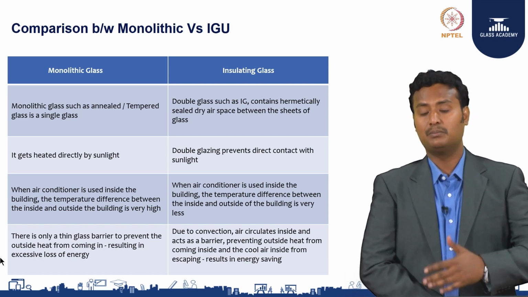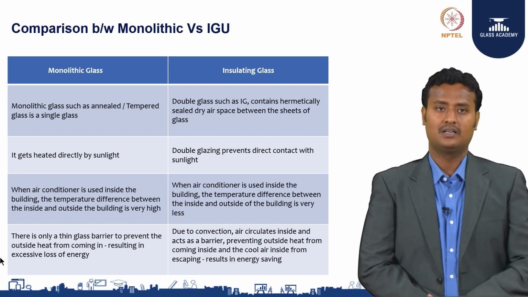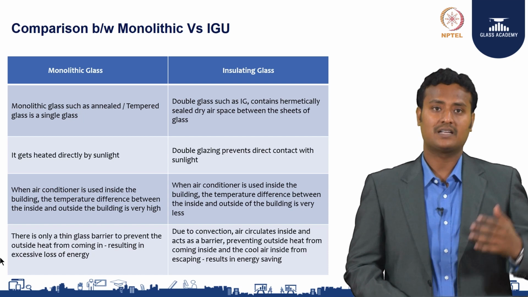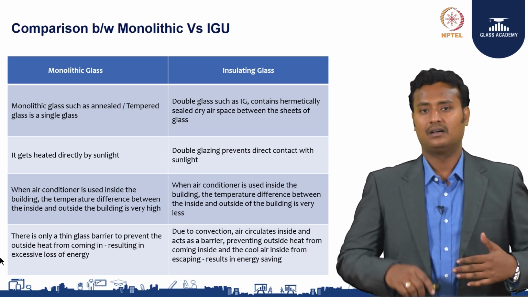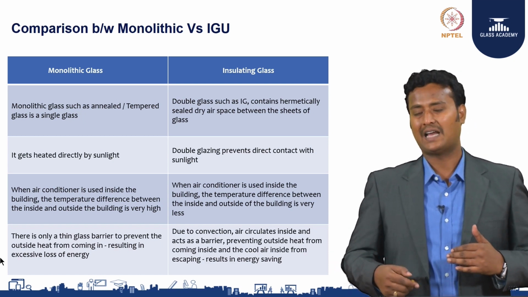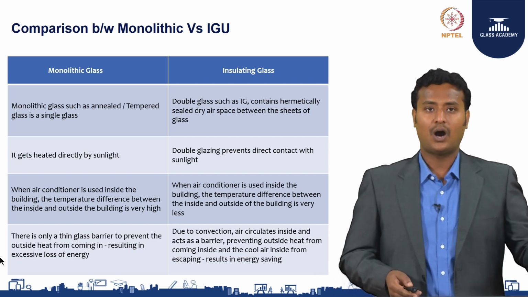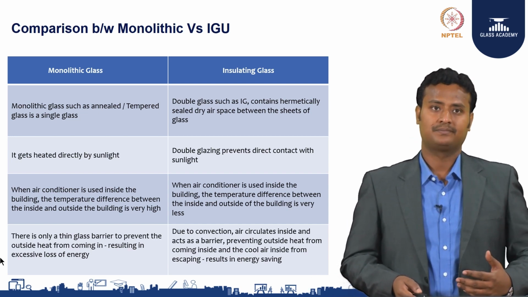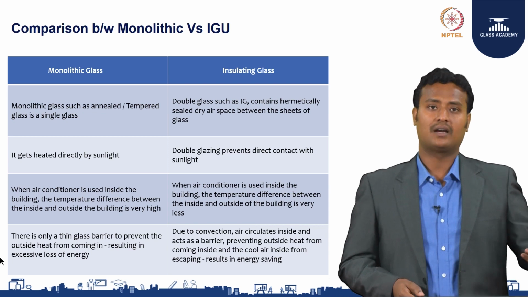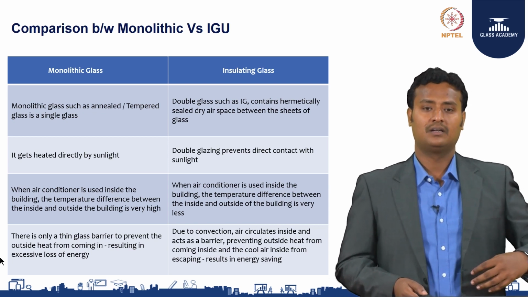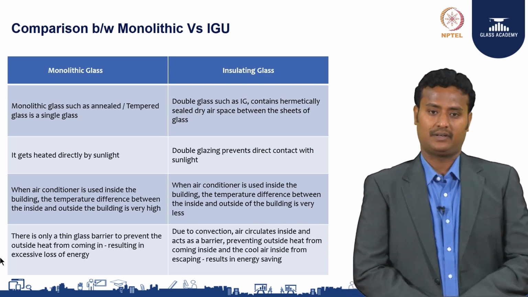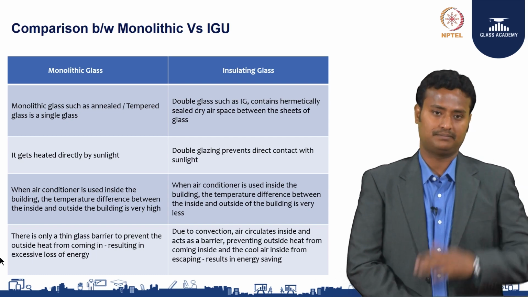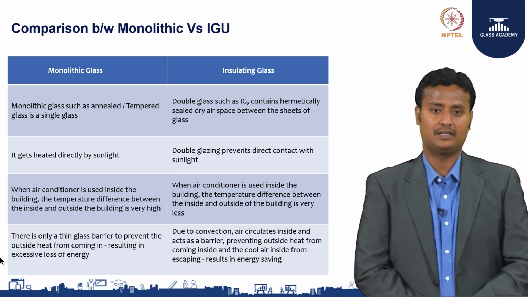And the main important thing is how the effect is achieved, due to the convection of air that circulates inside the IGU. It acts as a barrier, preventing outside heat from coming inside, and the cool air inside from escaping, resulting in energy saving. That's all about the difference between monolithic and insulating glass.